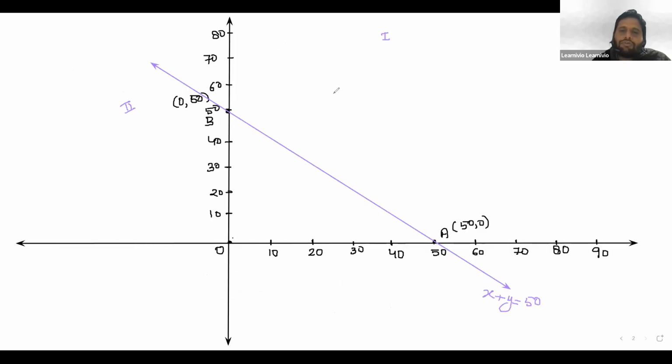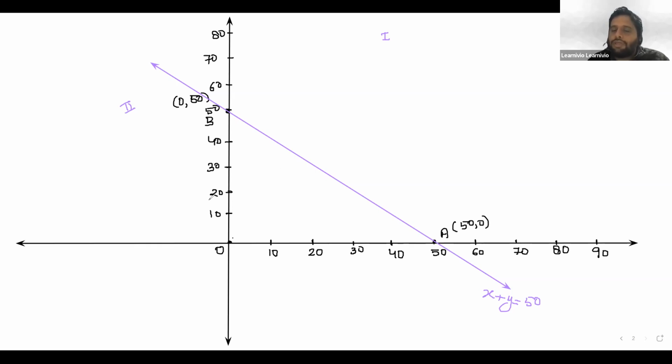Who has this question? Please check here first. So you have two regions, first and second. From the first or second region, you can put any point, that's your choice. If that point satisfies the inequation, then that complete region is your solution. And if that point does not satisfy, then the other part is your solution. So normally we use origin.